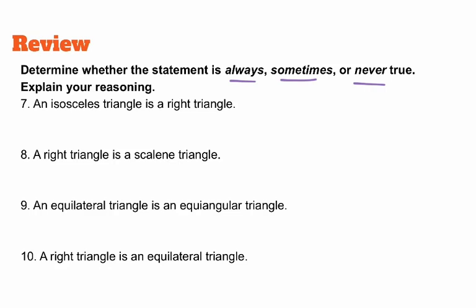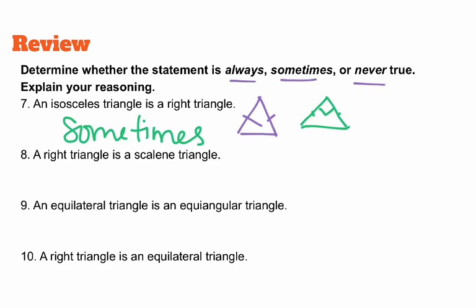Number 7, an isosceles triangle is a right triangle. That's not always true because there's an isosceles triangle, these two sides are congruent. Whoops. But it's clearly not a right triangle. But it can be true. If I have a 45, 45, 90 triangle, then those sides would be congruent. So sometimes it's true, but not always.